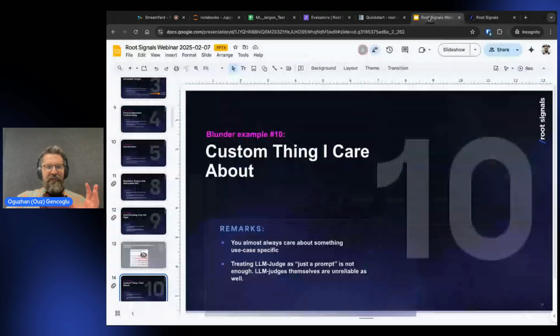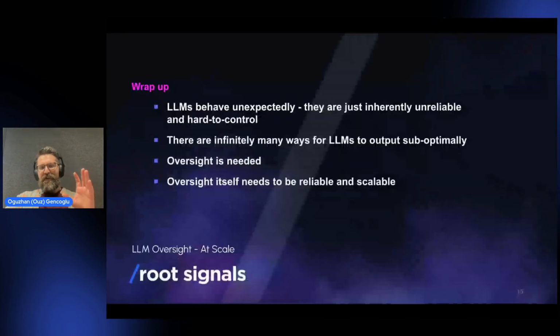So that was the generic blunder, the custom thing you care about. You always care about something custom. So wrapping up, LLMs behave unexpectedly. They're just inherently unreliable and hard to control. We know that. And there are infinitely many ways LLM answers can go suboptimal. You need an oversight. You need a measurement layer. And this oversight itself needs to be reliable. So you need to be able to measure the oversight as well, because it's LLM-based and it needs to be scalable. So at Root Signals, we provide a very easy way for you to make sense of all this chaotic evals landscape. Thank you very much.